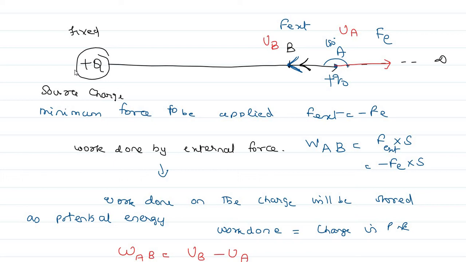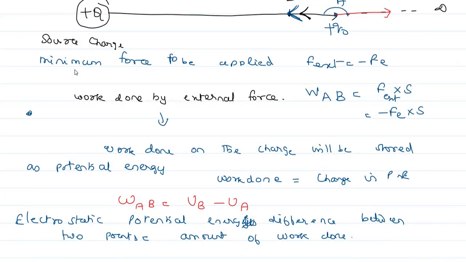Two equal and opposite forces are acting on the charge Q0. One force is acting this way, and the external force is acting this way. Two equal and opposite forces acting on a body will result in what? The net force will be equal to 0. When the net force is equal to 0, what is the acceleration? Force equals ma, so acceleration will be 0, not mass. Mass cannot be 0, so acceleration is 0.